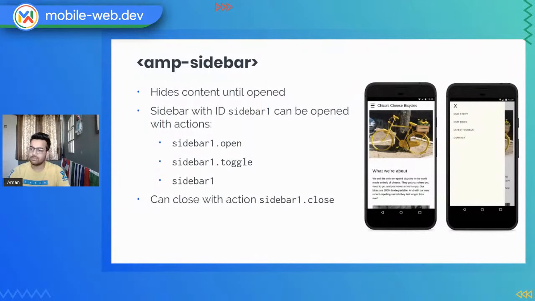So AMP sidebar is a built-in component, and you can import this from the AMP library. You can again go to amp.dev/component/documents, and you can see this sidebar thing in action. So we'll be building this sidebar, naming the sidebar as sidebar one, and we will be using different actions that can be open, toggle, or simply the sidebar one. And you can close the sidebar with close.